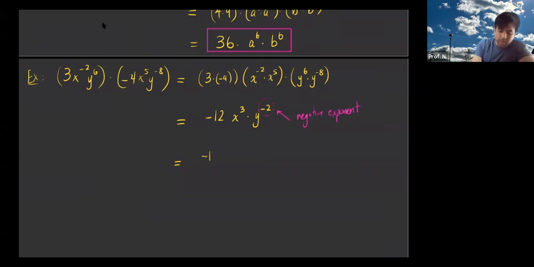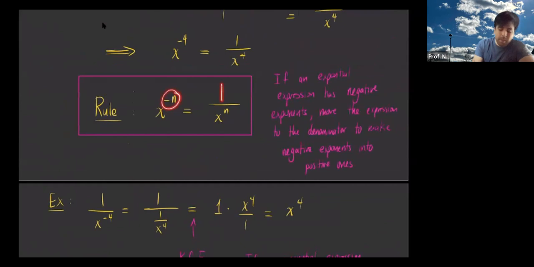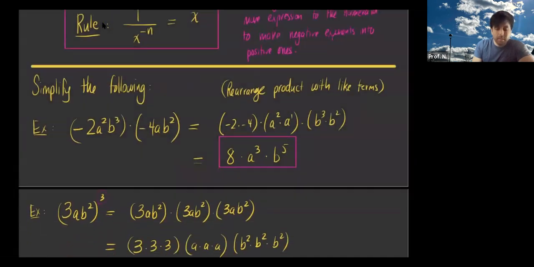Okay, so good. So this is negative 12x cubed, right? Times 1 over y squared, correct? Do you see that? This becomes, this here, you apply the rule that we established here. If you have a negative exponent, put it 1 over that exponent.